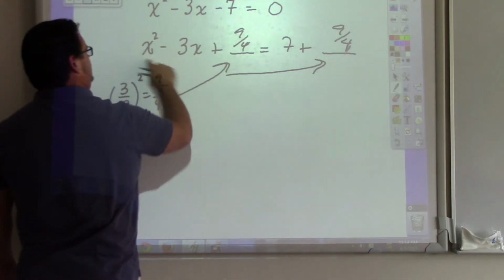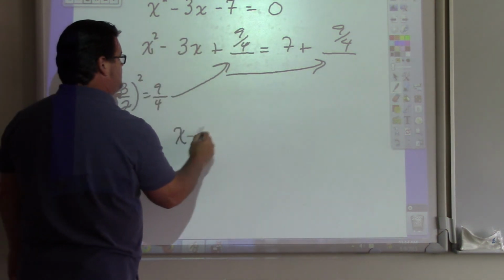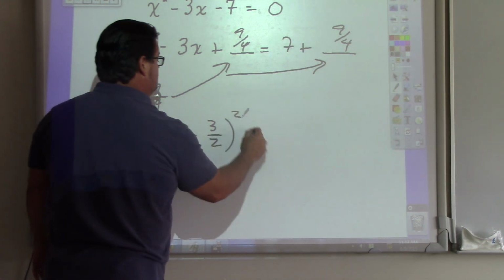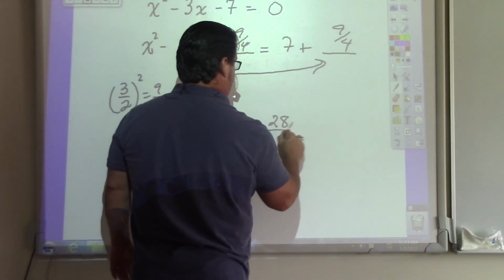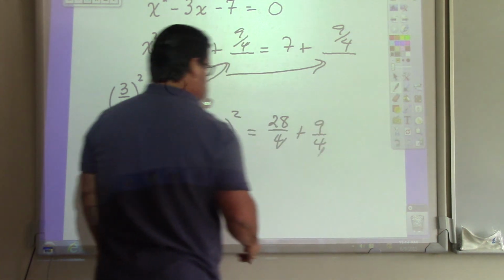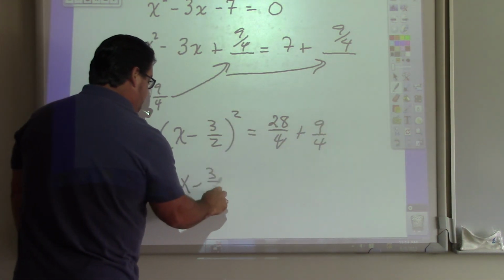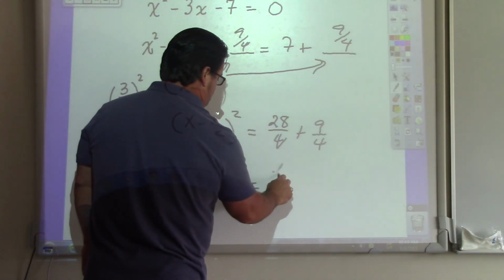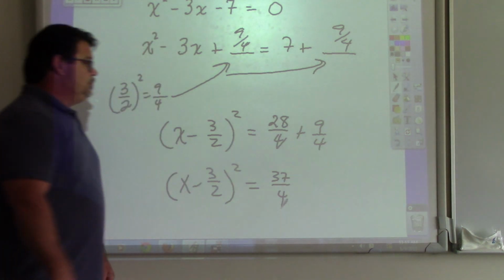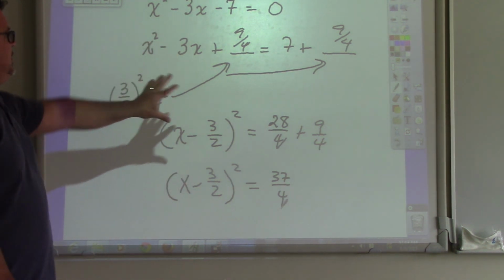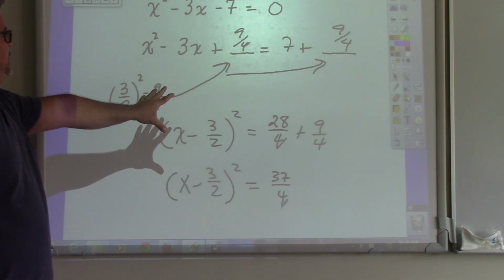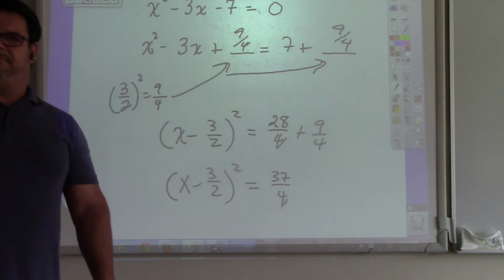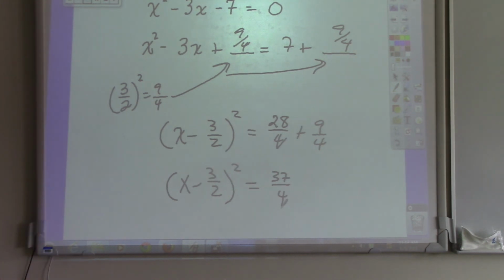That gives you shortcut number 2 here. x minus 3 halves, quantity squared, is equal to 28/4 plus 9/4. x minus 3 halves, quantity squared, is equal to 37/4. Now tell me anything there that's not up to 7th grade mathematics. Everything there is less than 7th grade mathematics. So if you tell me you can't do completing the square, you're basically telling me you can't do 7th grade mathematics and below.